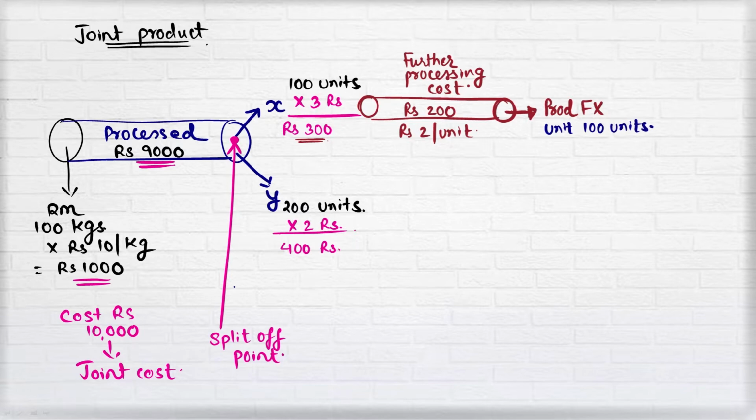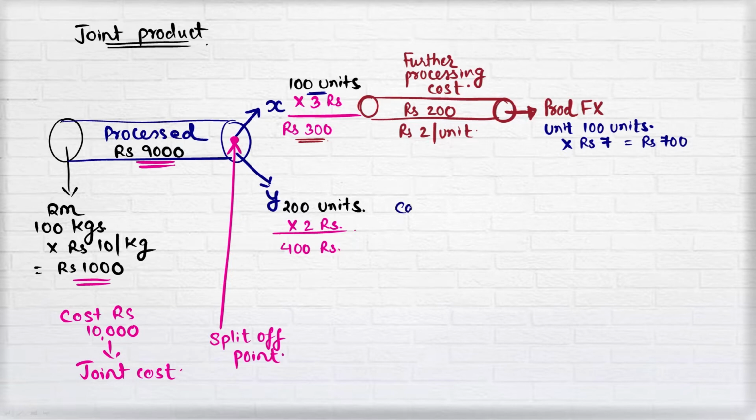So there is no loss, right? The 100 units was input, and after further processing also 100 units was output. And it can be sold at the rate of rupees 7. So what will be total sales value? Rupees 700. Right? Can both be sold, product X and product FX? No. There is an option. You can sell it at X and you can further process and sell FX. Right? Y cannot be further processed.